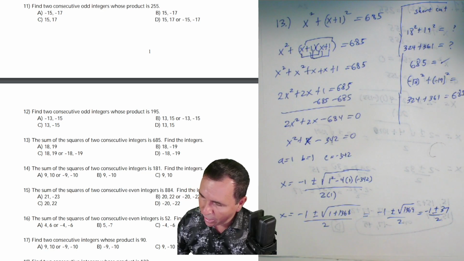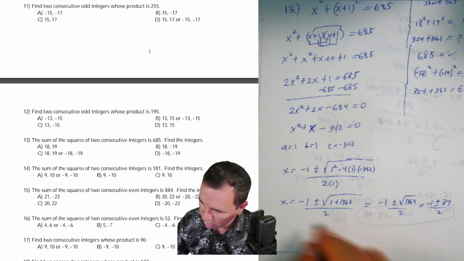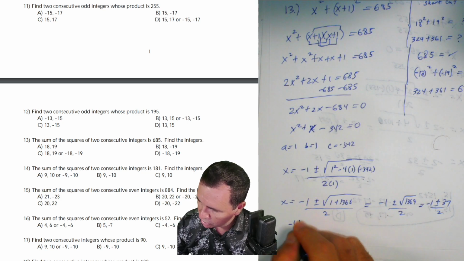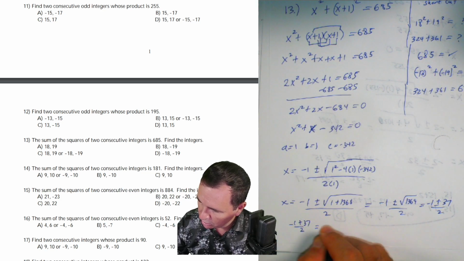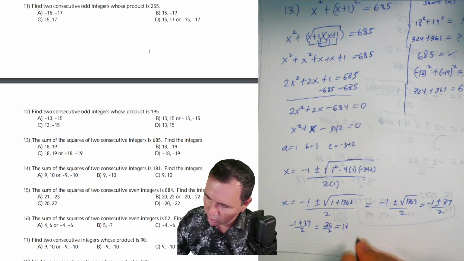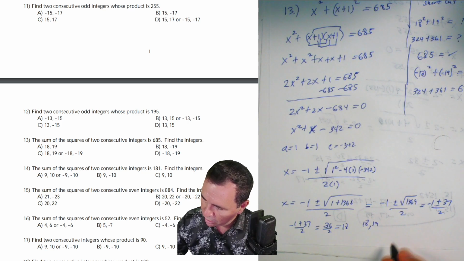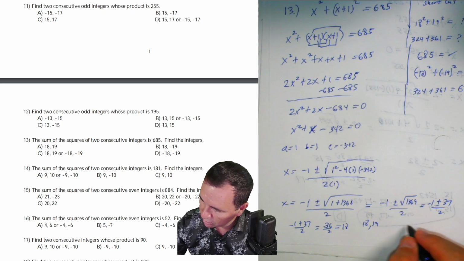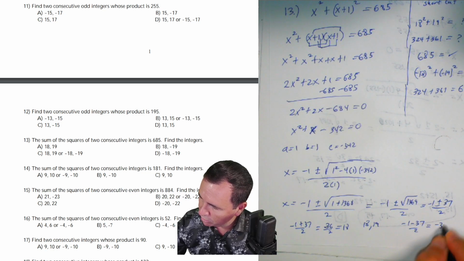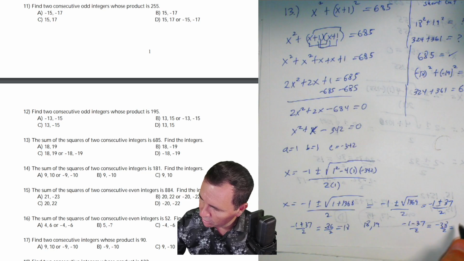So then I add 37 to negative 1. So negative 1 plus 37 over 2 gives me 36 over 2, which is 18. And then because they're consecutive integers, your answer is 18 and 19. And then you also do the minus, so negative 1 minus 37 over 2. This is negative 38 over 2, which is negative 19.